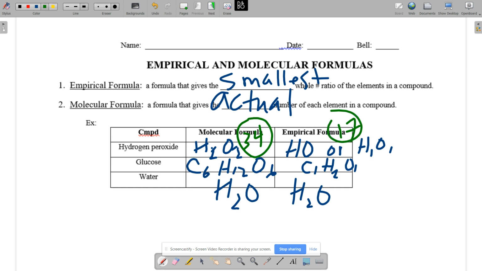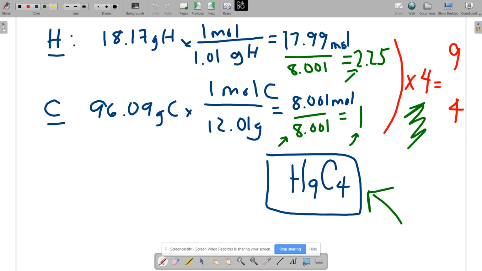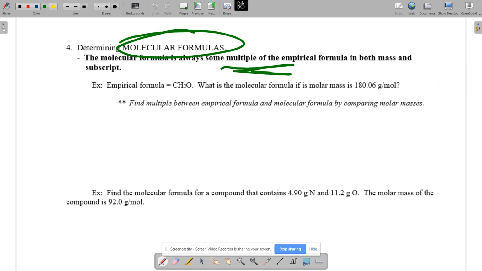Okay, so if you double the subscripts, you're going to double the mass. What do you think? Okay, so if that makes sense to you, let's see how we apply it to the math. So for this example, let's say the empirical formula was CH2O. What is the molecular formula if the molar mass of the actual substance was 180?